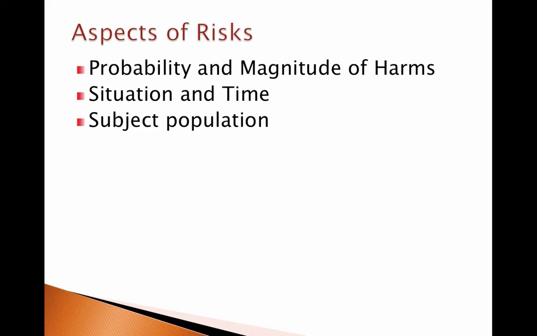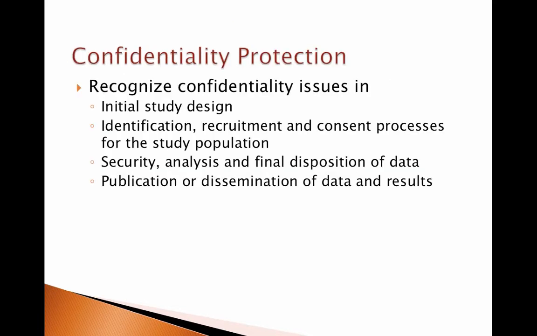For example, a study on the efficacy of a behavioral intervention for smoking cessation that involves both adults and teenagers. Risks may differ between adults and teenagers in this study. To enhance confidentiality protection in research, investigators must recognize confidentiality issues in the initial study design, in the identification, recruitment, and consent processes for the study population, must also recognize issues in security, analysis, and final disposition of the data, and also recognize issues involving publication or dissemination of the data and results.